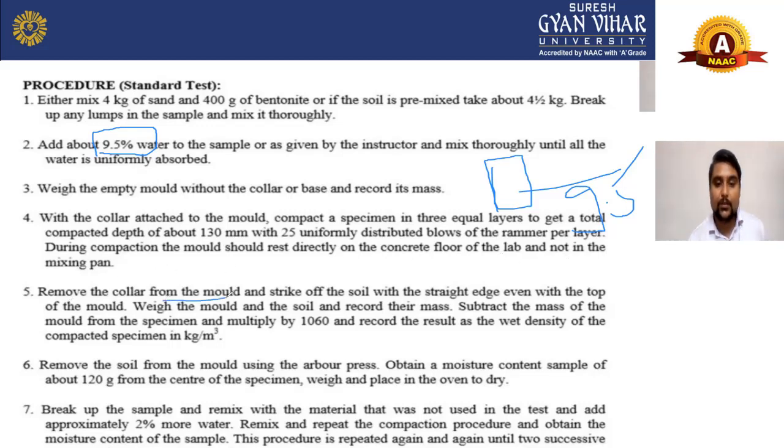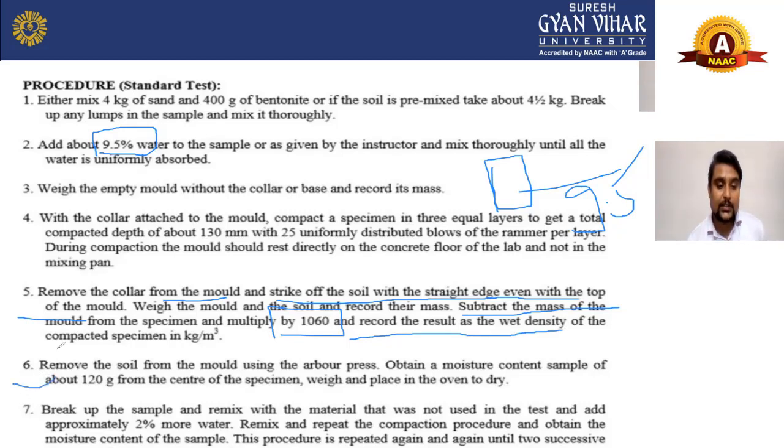Remove the collar from the mold and strike off the soil with the straight edge, even with the top of the mold. Weigh the mold and the sample, and record their mass. Subtract the mass of the mold from the specimen and multiply by 1060, and record the result as the weight density of the compacted specimen in kilograms per meter cube.